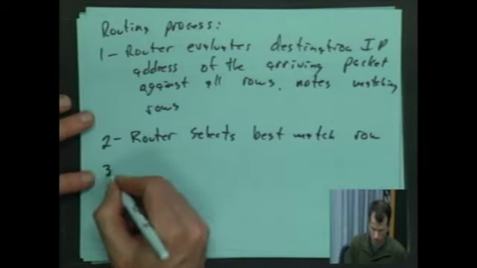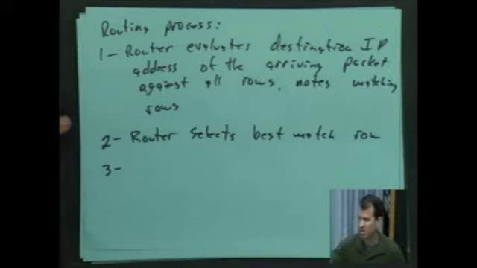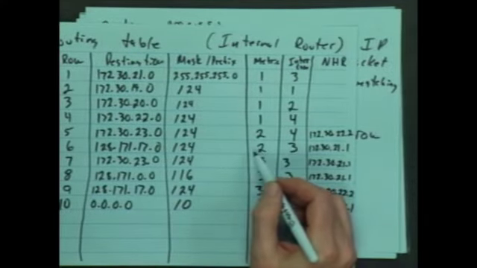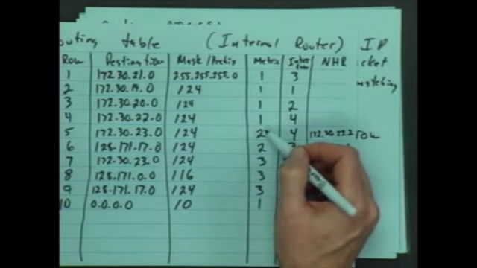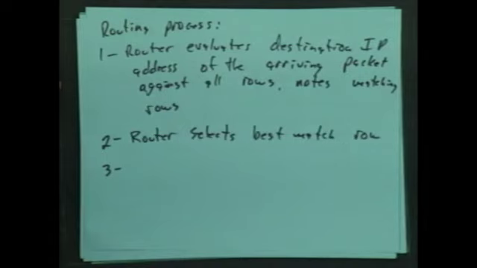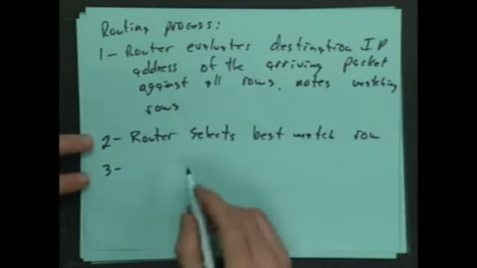And just a note, by the way: if you get here and the metric is the same and the match length is the same, it just picks the top row, so it doesn't go into some crazy loop. And then the last one.